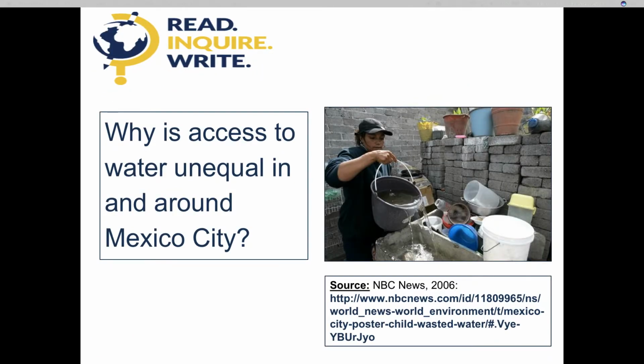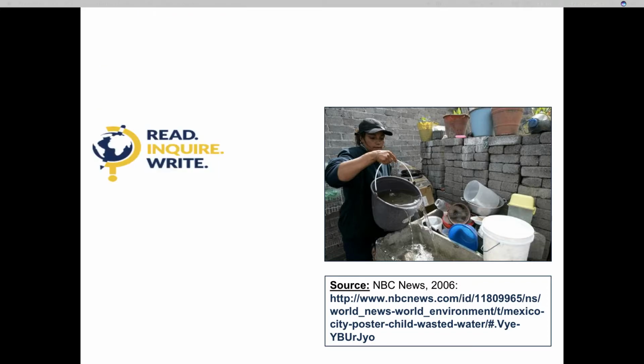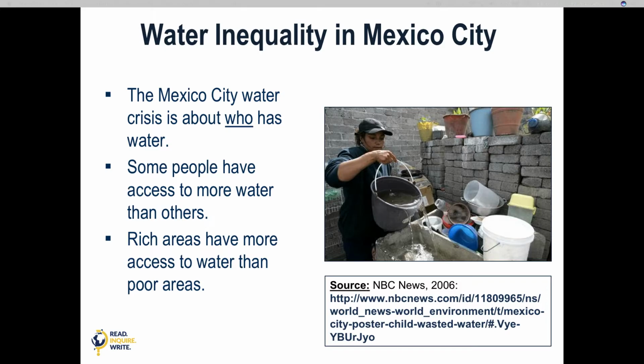In this investigation, you're trying to respond to the central question, why is access to water unequal in and around Mexico City? So what do we mean by water inequality? In Mexico City, there is a water crisis. The crisis is about who has water. Some people have access to more water than others. For example, rich areas have more access to water than poor areas. This is what we mean by water inequality.